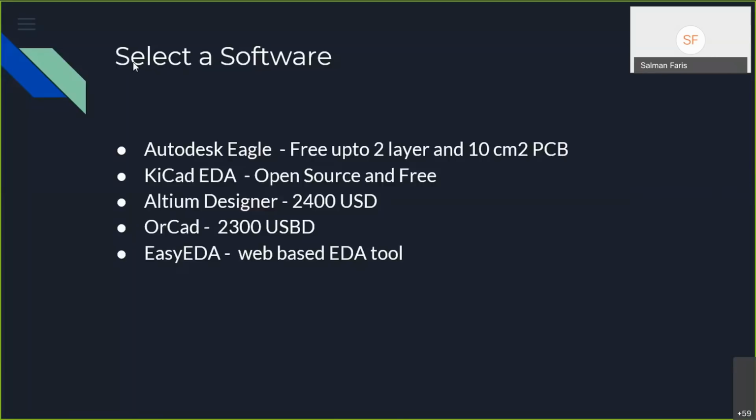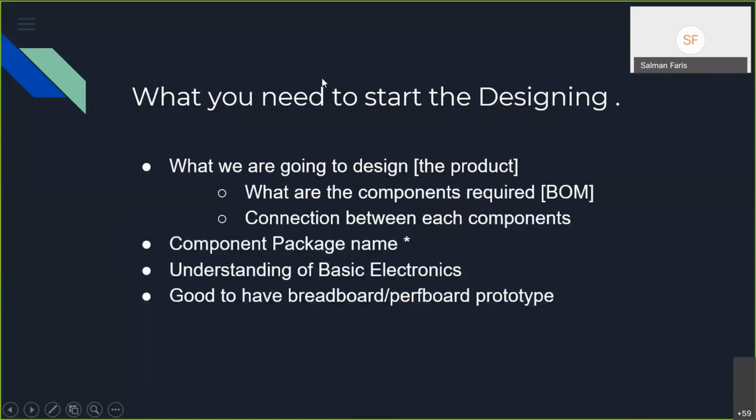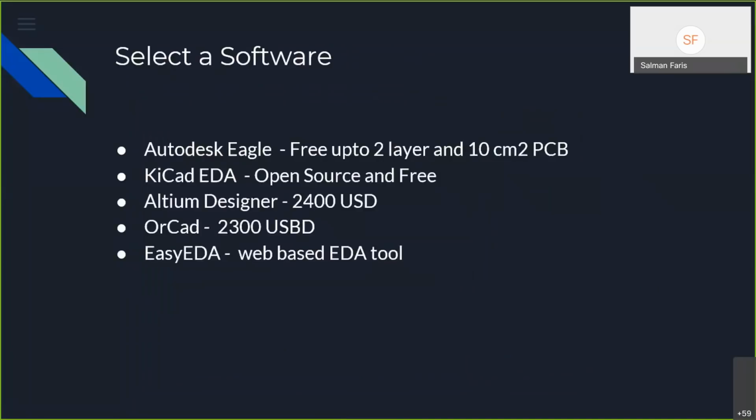Next, we need to select a software. After we have everything, next we need to select a software. There are different kinds of software available. You can see Autodesk Eagle, which is free up to 2 layers and a 10 square centimeter PCB area. I think that is fine for most DIY projects or minimal projects. And the next software is called KiCad EDA. It's open source free software. We can use it freely, no problem. We can also modify it to our own wish.